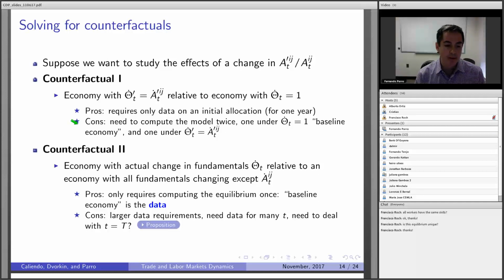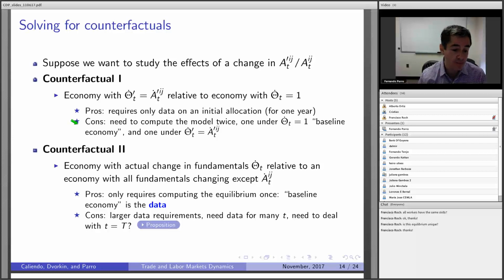Okay? In counterfactual 2, I'm going to allow for other fundamentals, other than productivities in China, to change over time. So in counterfactual 2, we're going to solve for a baseline economy that is going to contain the actual evolution of fundamentals, all the fundamentals as in the data. Trade costs, productivities in other countries, everything, all fundamentals are going to evolve as in the data.